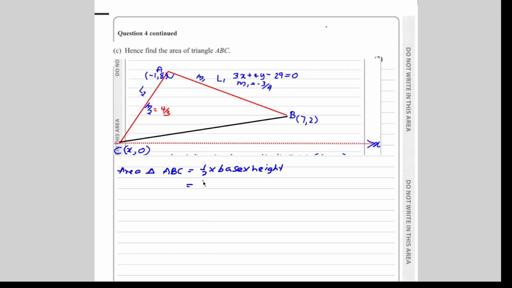So what is half? What is your base? We know that these two sides are perpendicular to each other. Then one side is base, one side is height. So let's get AC as your base, AB as your height. Then we need to get the length of AB and length of AC.